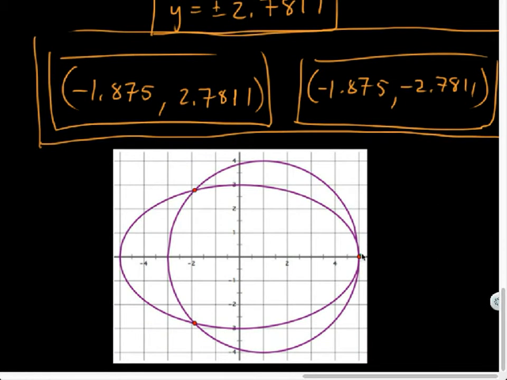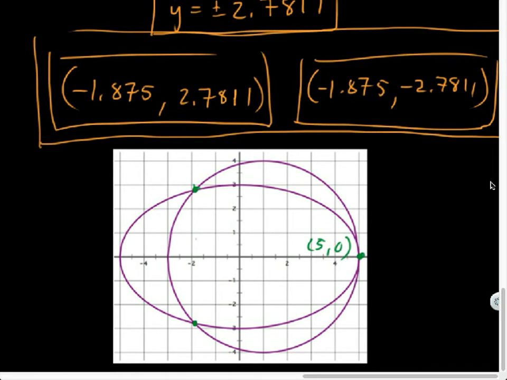So here's the 5, 0 solution, right? And then these two, notice their symmetric nature. They both had the same negative 1.875 x coordinate there. And then their y coordinates are also symmetric over the x-axis in this case. So that's what we just solved algebraically.